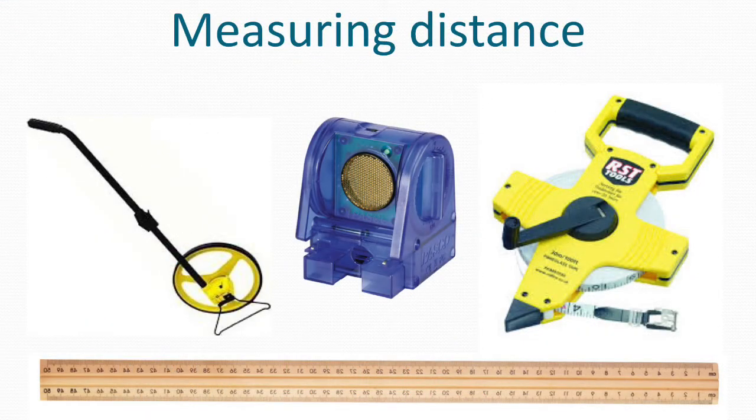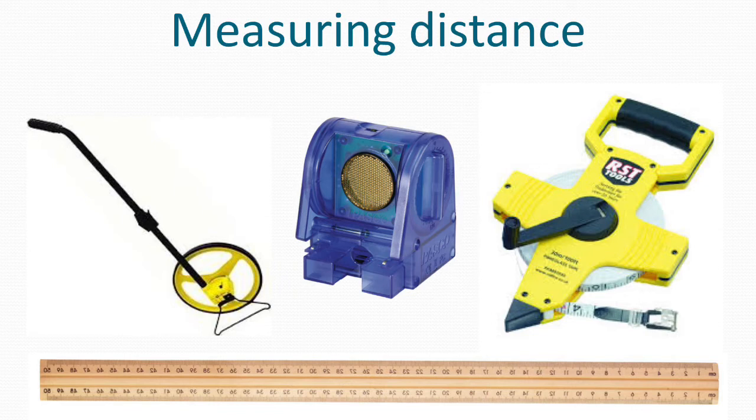If you're doing an experiment to find the speed of an object, then the first thing that you need to be able to do is measure the distance. Now, if it's a relatively short distance, then using a ruler would be fine, as you can see here at the bottom of the page. If it's a longer distance, then you're probably going to want to use a tape measure. An example of one is on the right-hand side.